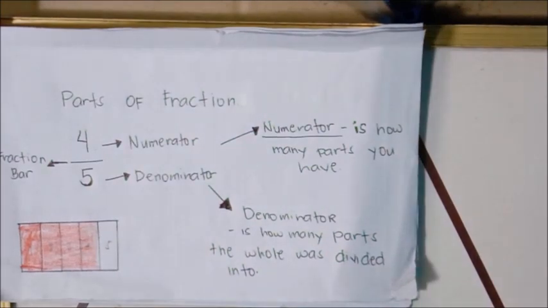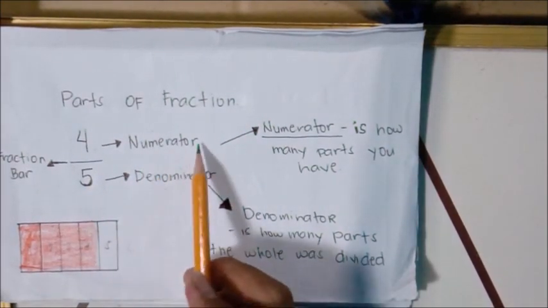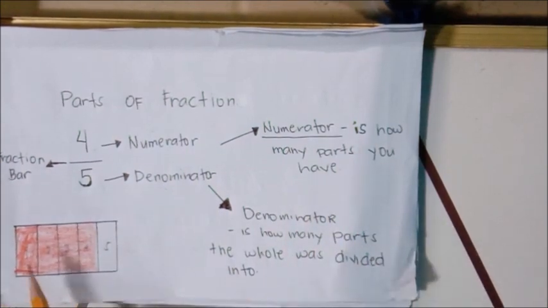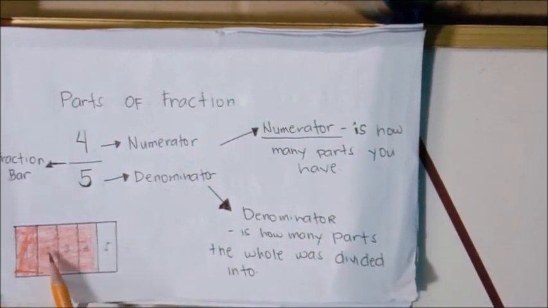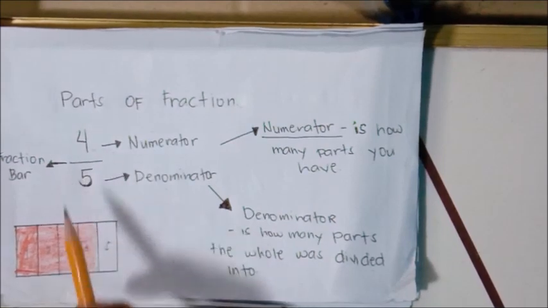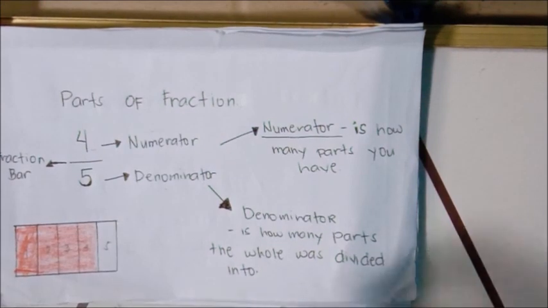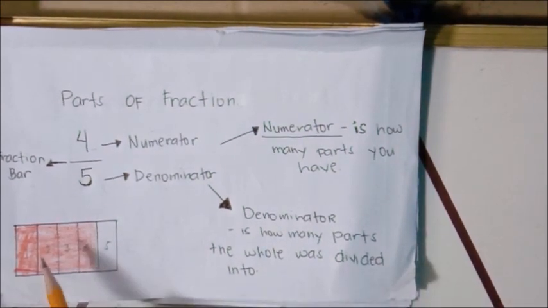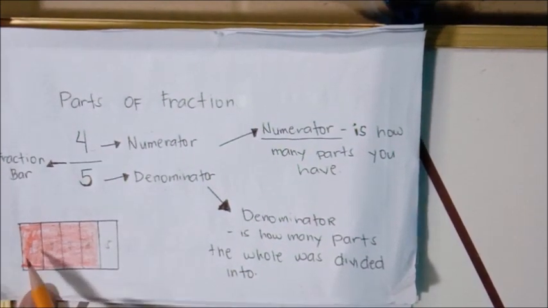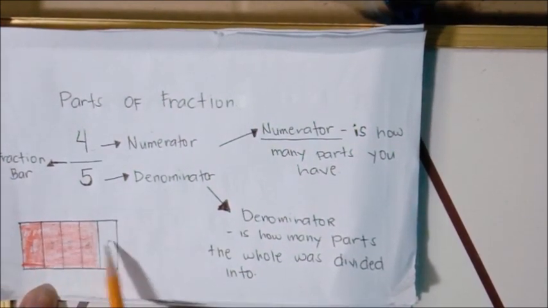So, our fraction is 4/5. Why? Because the numerator is how many parts you have. I have 4 parts: 1, 2, 3, 4. And the denominator is how many parts the whole was divided into. Kung ilang parte daw po dinivide ang isang whole. So, the whole is divided into 5: 1, 2, 3, 4, 5.